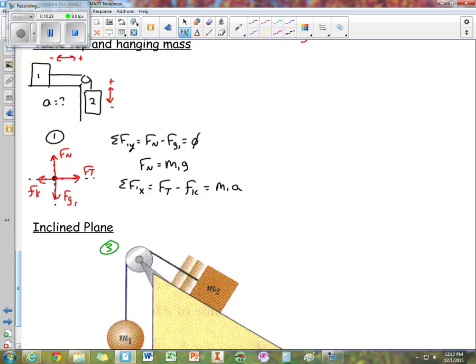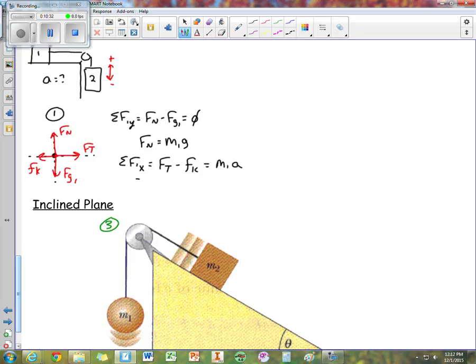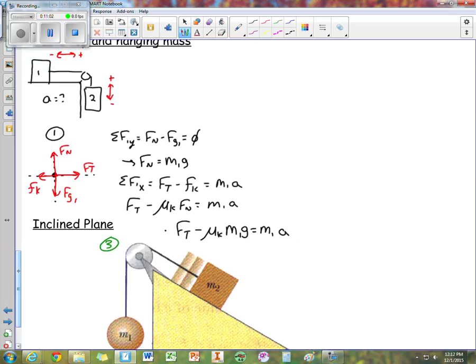Well, that means that this Ft minus, now our model for friction is mu k times normal force, equals m1a. And furthermore, we know that the normal force is m1g. So this leaves us with the equation Ft minus uk m1g equals m1a. And that leaves us with two unknowns, the tension force and the acceleration. So we need to take a look at object 2.